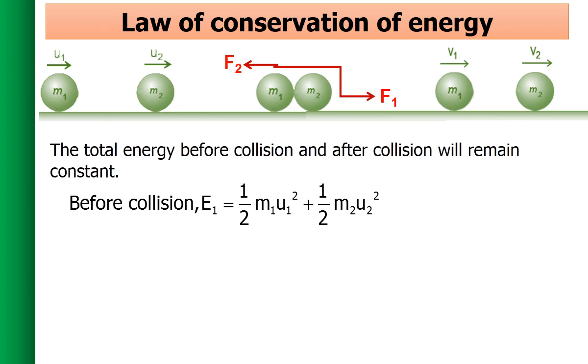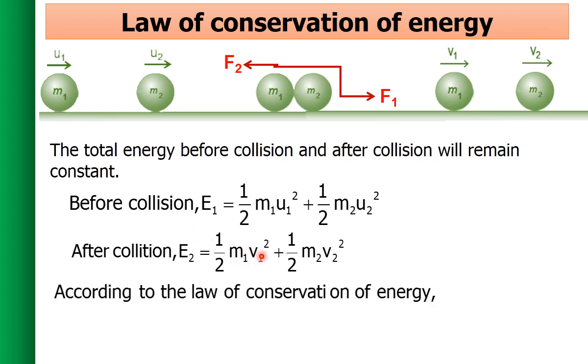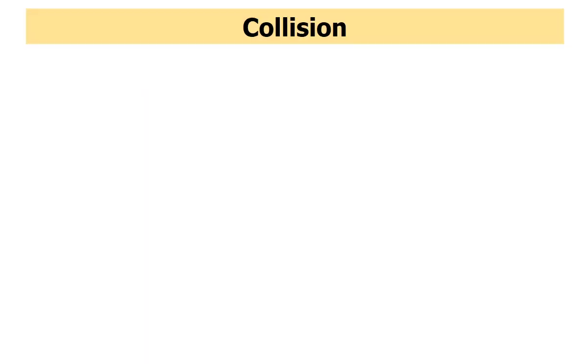So we can say that before collision the total energy is half m1 u1 square plus half m2 u2 square. Here we are talking about the kinetic energy. After collision the total kinetic energy is half m1 v1 square plus half m2 v2 square. According to the law of conservation of energy, E1 equals E2. That means half of m1 u1 square plus half of m2 u2 square equals half m1 v1 square plus half of m2 v2 square.